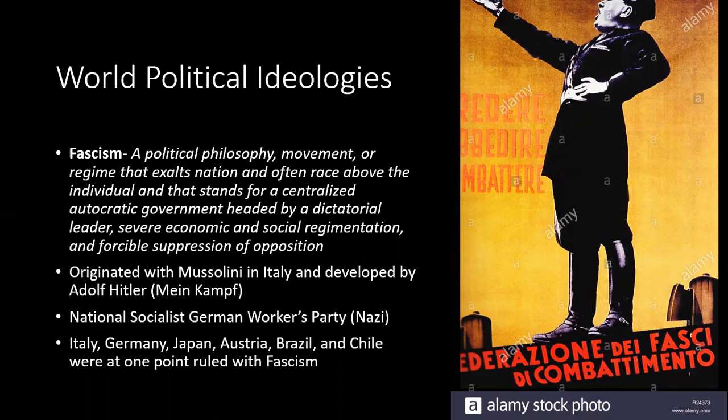So at one point or another, Italy and Germany are the great examples of fascist governments in the past. During World War II, Japan was a form of fascism during the Japanese Empire. Austria, obviously being in very close connection with Germany for a while, was a fascist empire, but also into the 70s and 80s, Brazil and Chile became elected or had fascist rulers.